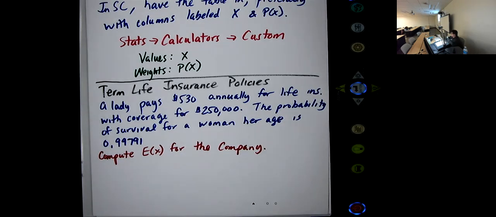The only person that really cares here... from the lady's perspective, she pays for it. When she dies, she doesn't see that money. It helps her family, but she's not going to see it. But it impacts the business, the company, every time. So we want to make a table of outcomes.